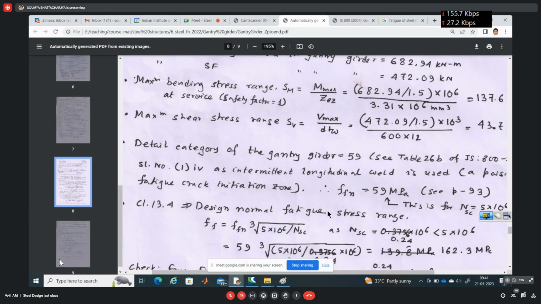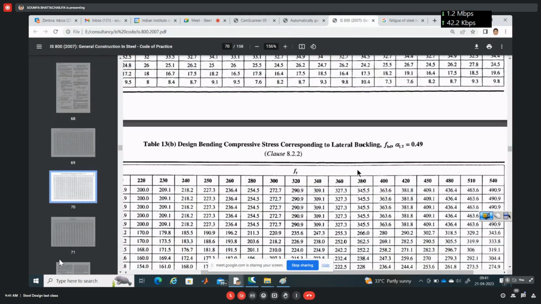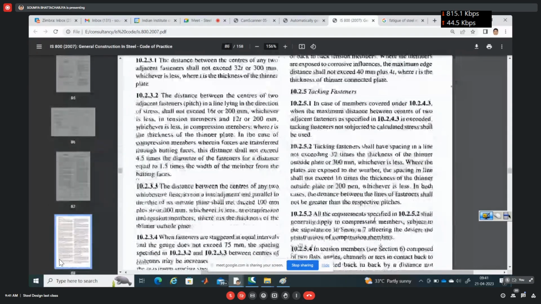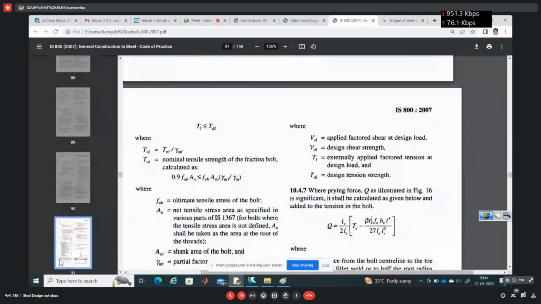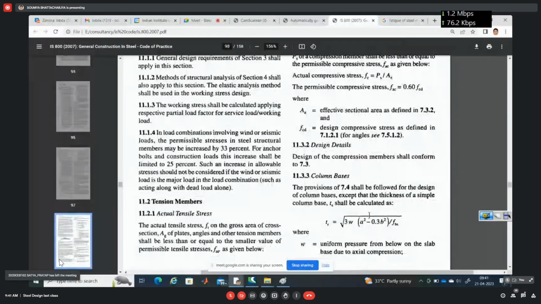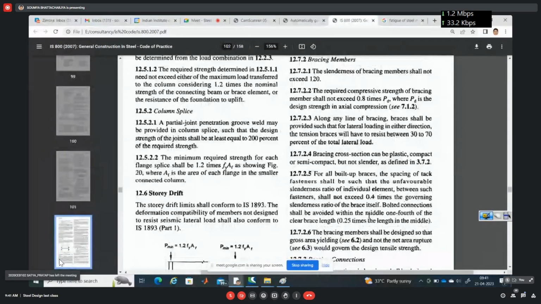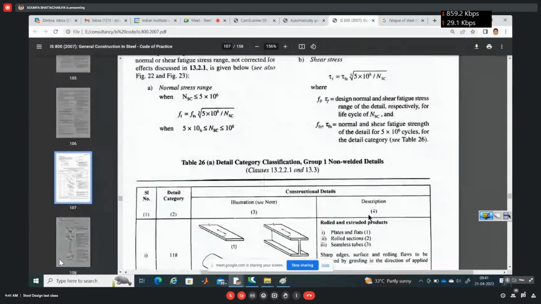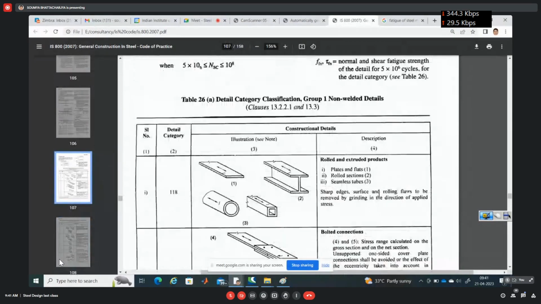For the capacity side, at first I have to know what the connection type is. Detail category means the drawing and detailing. So it is the detailing of the connection. From the detail category, or the type of connection or member, that governs the strength in fatigue. So we can go there. You see, detail category.